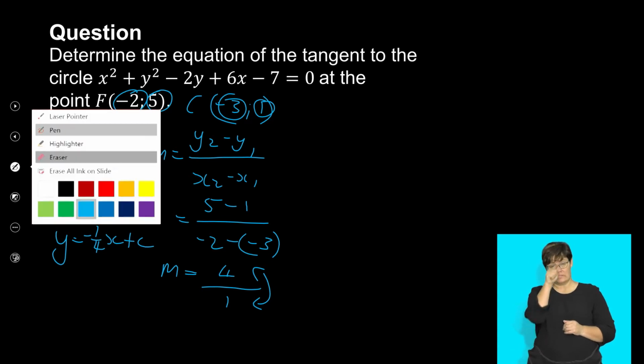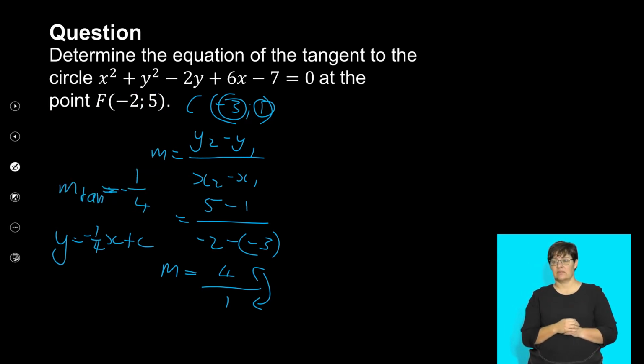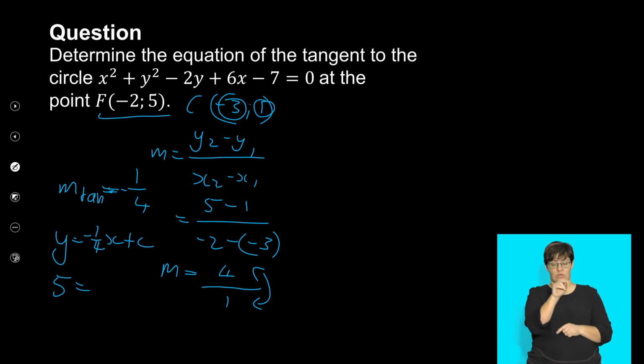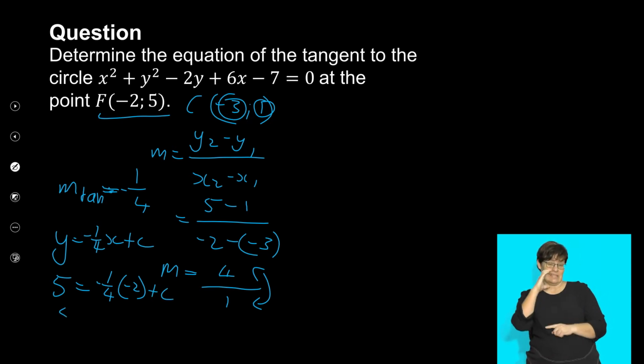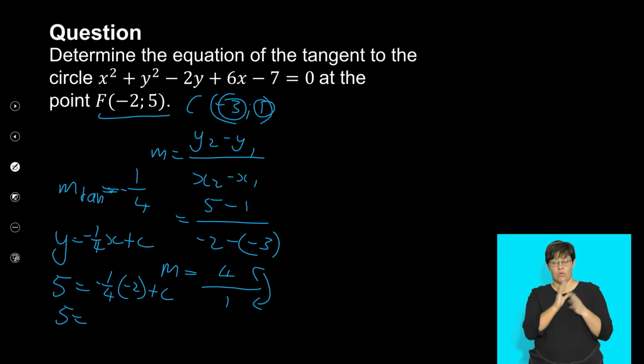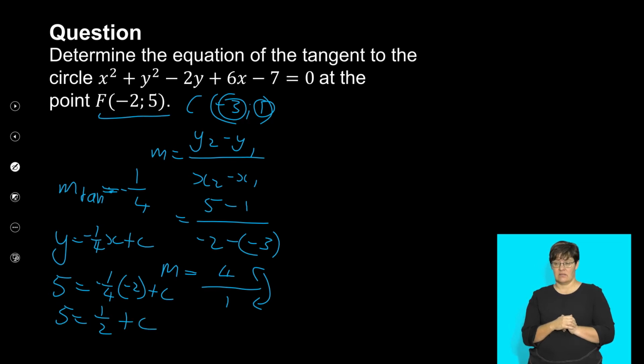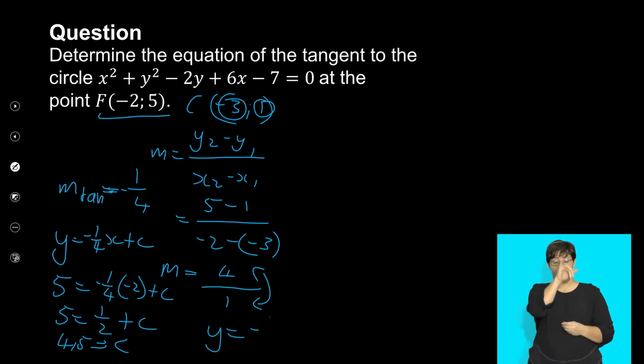The only point that I have is this point here, which is (-2, 5). I'm going to sub that in, so y is 5, x is minus 2. I'm going to get 5 is equal to, I'll do that on my calculator to make sure it's right, a half plus c. I'm going to subtract a half on both sides. I'm going to get c is equal to 4.5. Excellent. I have my gradient, I have my y-intercept, and I'm left with y equals minus a quarter x plus 4.5, and that there is my y-intercept.